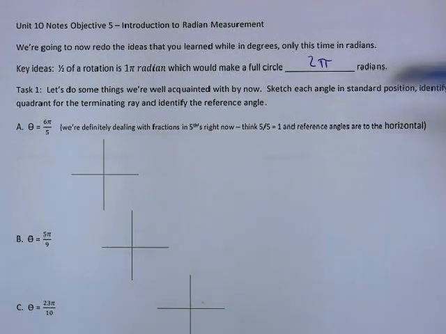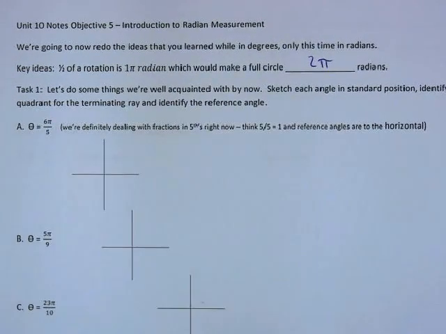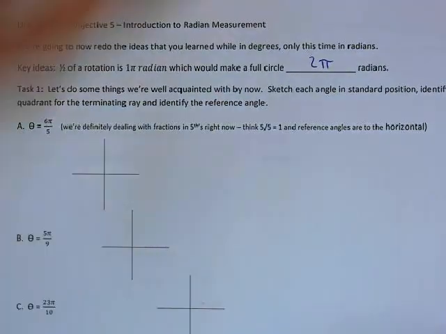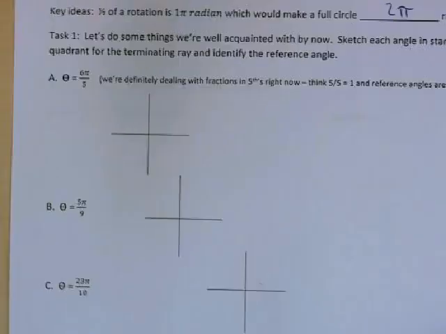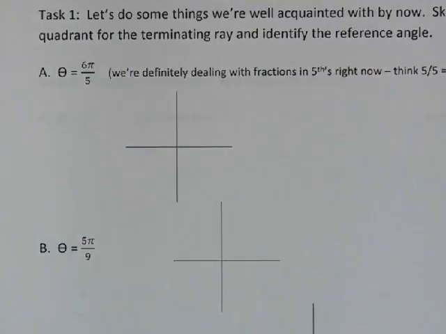We want to sketch each angle in standard position, identify the quadrant for the terminating ray, and identify the reference angle. But we want to do this all in radians this time. Okay, so here our angle is 6 pi over 5. Okay, now then how do we sketch that in radians? Let's zoom in a little bit on this problem. Okay, so 6 pi over 5. How do we draw that terminating ray?